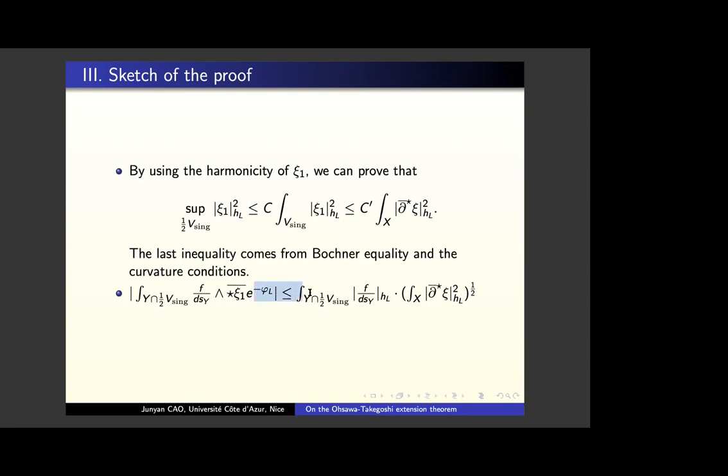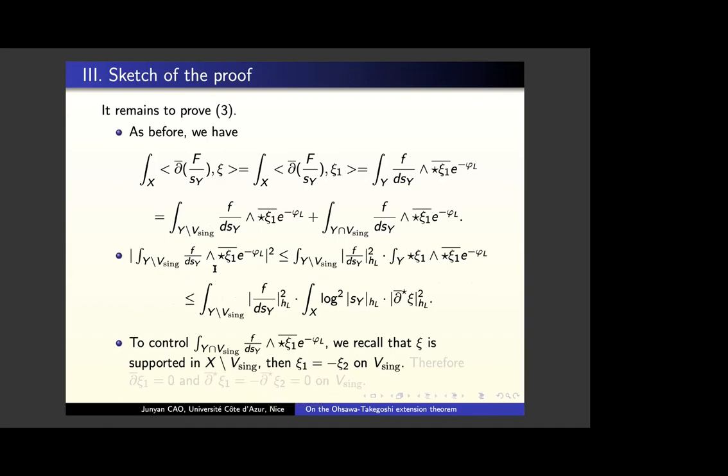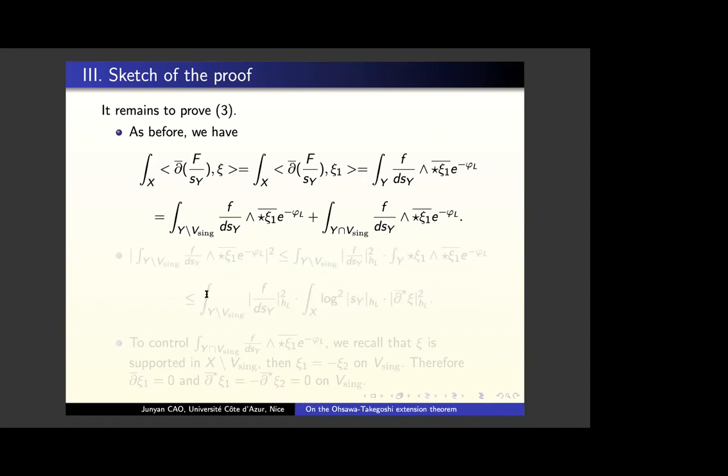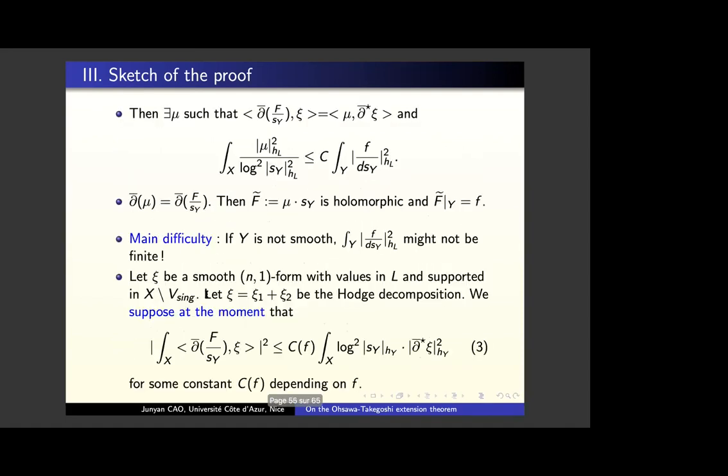So we have this control near the singular locus of Y, and also this control outside of the singular locus of Y. By putting these two terms together, we obtain this inequality. And that finishes the proof of our results.